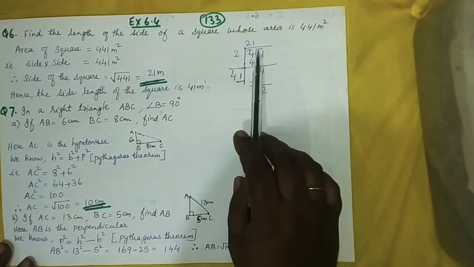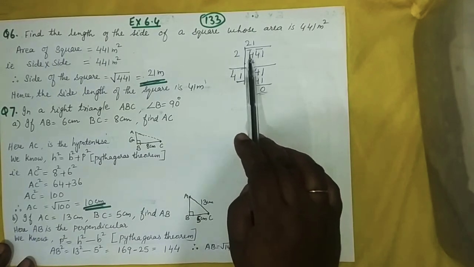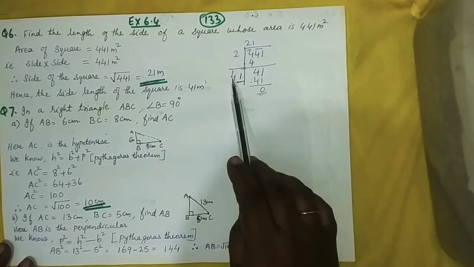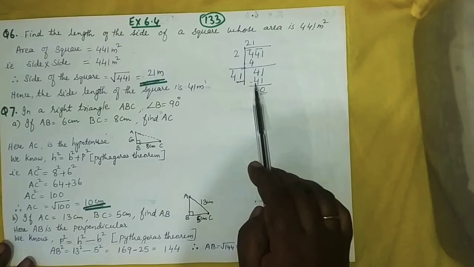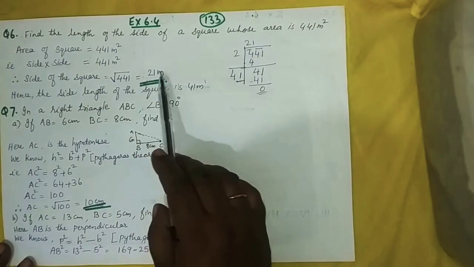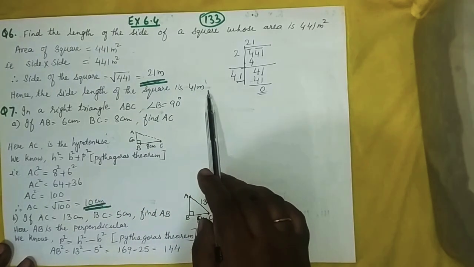From right to left, two digits in pairs. Okay. Here 41 together and 4 alone. 2 2s are 4. And the remainder is 41. 2's double is what? 4. 41 into 1 is 41. So that one we will write in the quotient. So the square root of this number is 21. That means the side length of the square is 21 meter only.